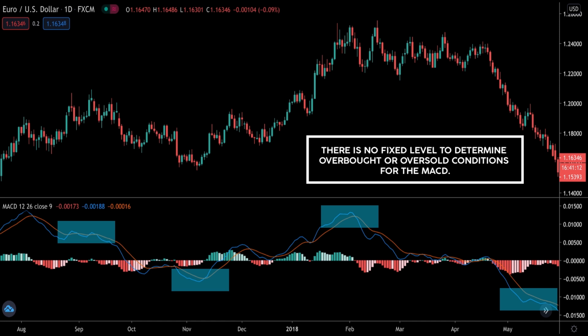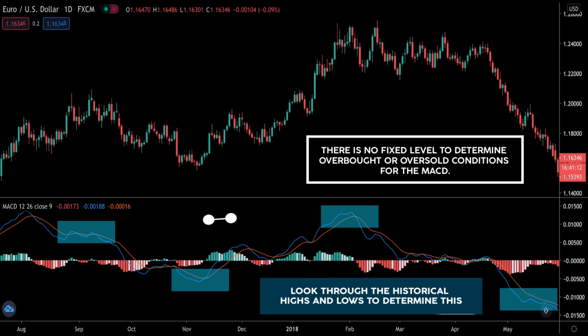One thing to note about the MACD indicator is that there is no fixed level to determine overbought or oversold conditions. Unlike other technical indicators like the relative strength index or stochastic indicator with fixed levels to reference, the MACD doesn't have any fixed levels. The highs and lows of the MACD are relative, so spend some time looking through the historical highs and lows of the indicator for the instrument you want to trade.